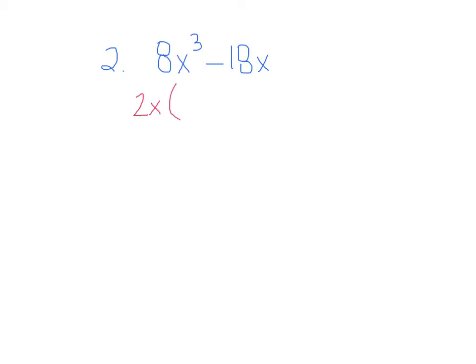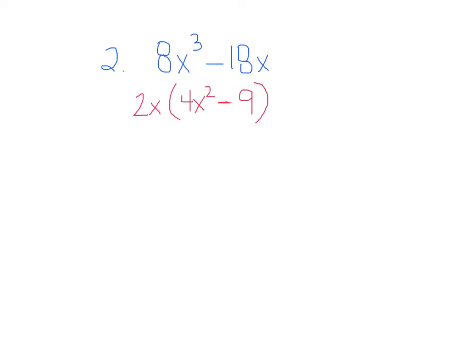8x to the third divided by 2x is 4x squared. Then 18 divided by 2 is 9, so that would be a minus 9, and x divided by x just cancels. Okay, so what's in my parentheses is a binomial, and whenever I see a binomial, it's always kind of a red flag to check to see if it's a difference of squares. So let's see, is 4x squared a perfect square? Well, yeah, because 2x times 2x gives me 4x squared.